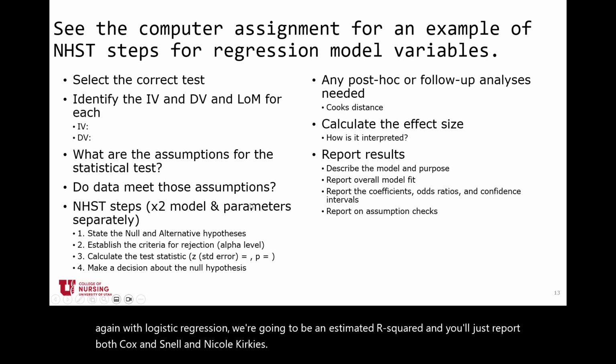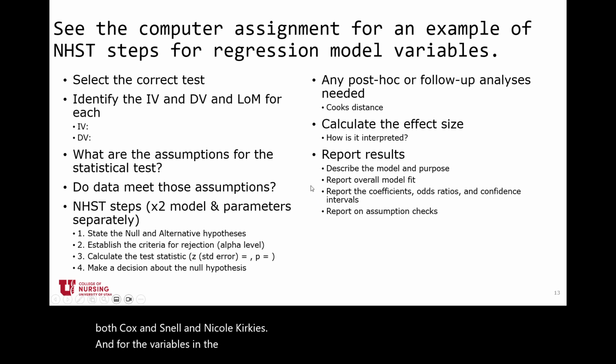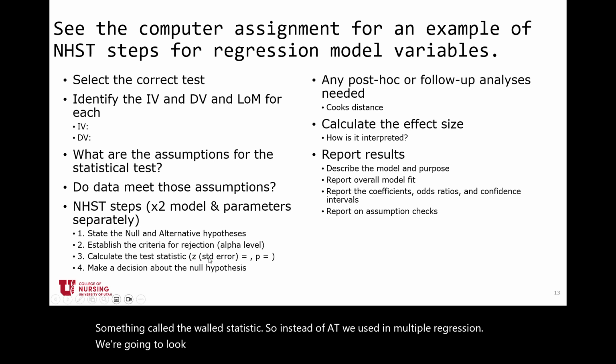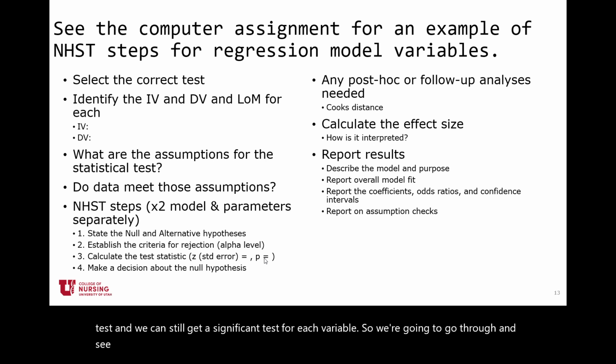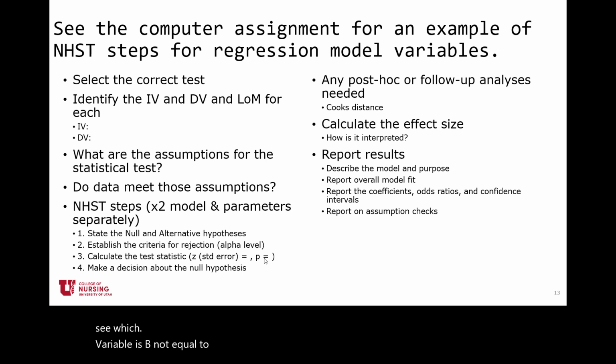And for the variables in the model, we're going to look at something called the Wald statistic. Instead of a t, like we used in multiple regression, we're going to look at a Z statistic. It's called the Wald statistic. But we still get a significance test for each variable. So we're going to go through and see which variables have B not equal to 0 and are significant in the model.